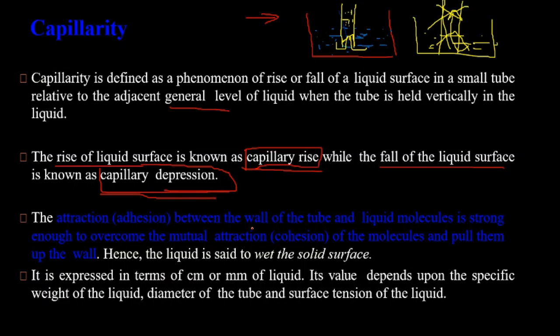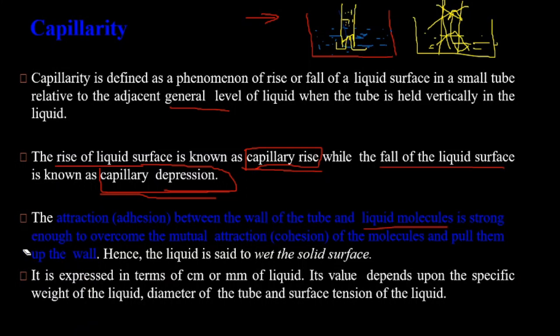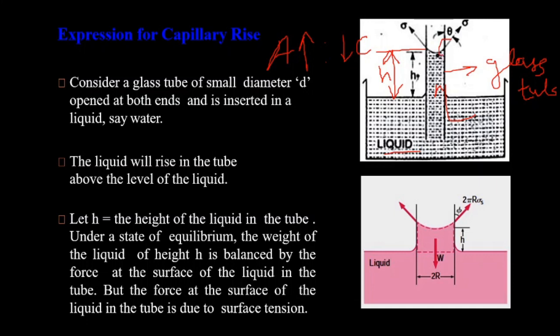See here, attraction between the wall of the tube, attraction means adhesion, adhesion means what? It is between the wall of the tube and liquid molecules. So the attraction between the wall of the tube and the liquid molecules is strong enough. It is strong enough means what? It is higher, it is greater, it is strong enough to overcome the mutual attraction. Overcome the mutual attraction means overcome the cohesion force between the molecules, the attraction force between the same molecules, and pull them up the wall, and that makes the water rise. Okay, in this process the liquid is said to wet the solid surface.